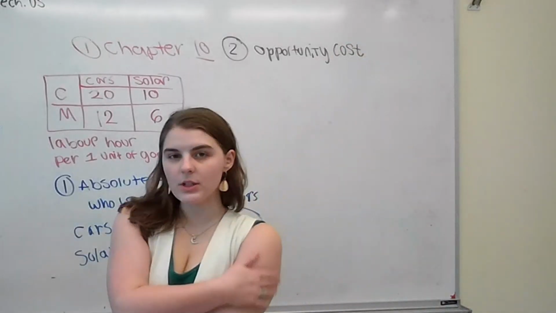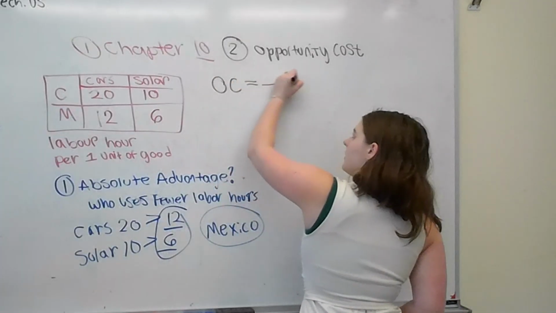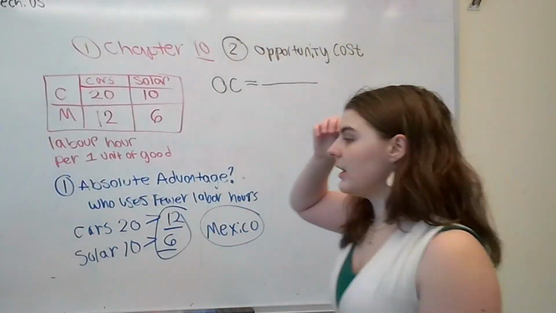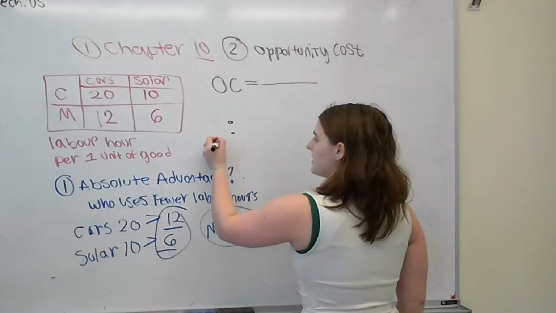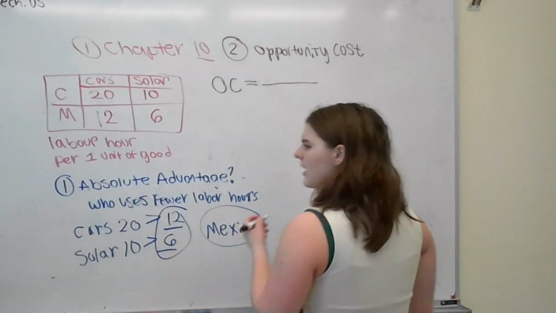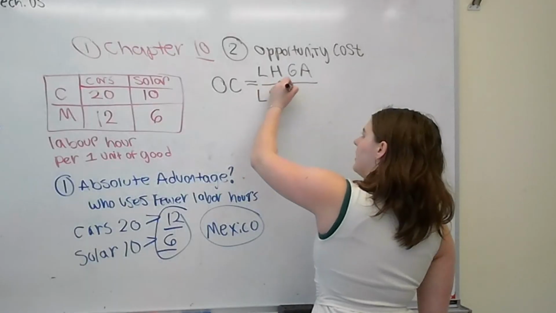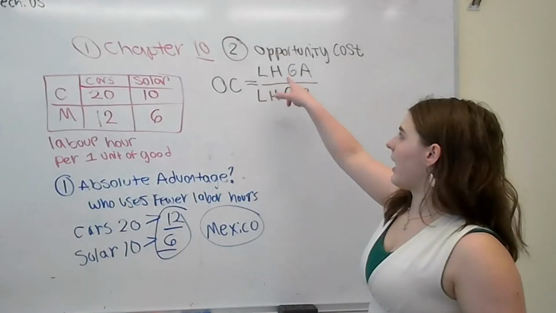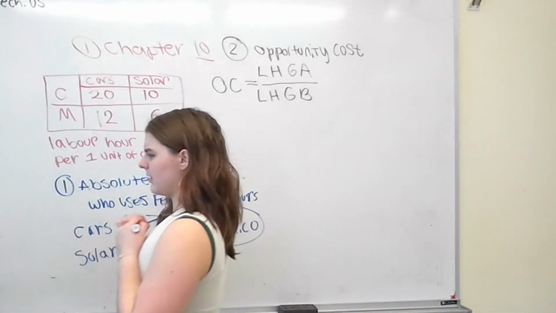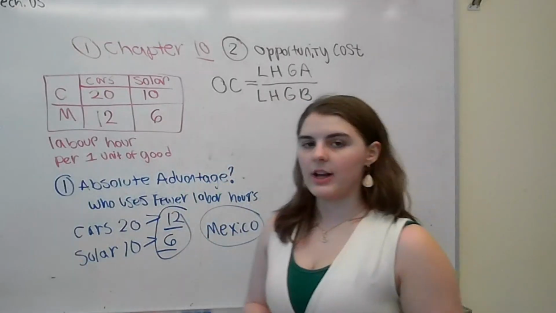So opportunity cost can be calculated this way. OC is going to be a ratio, and a ratio is where we compare two things. A lot of times we use ratios as a division problem. You might also see them side by side, like this and this. That's another kind of ratio. We're just comparing one thing to another. So in this case, it's the labor hours of good A versus the labor hours of good B. Labor hours good A, labor hours good B. So in this case, let's call them good A and good B.